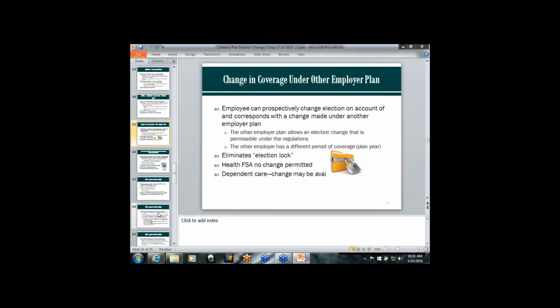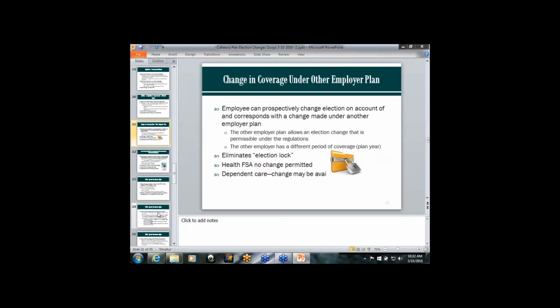What the rules tell us is that if the other employer's cafeteria plan allows a permissible change, and the other employer's plan has a different period of coverage, not January, it's March, then in order to eliminate the election lock for your employee, you can go ahead and permit them to drop the coverage and make a change under the cafeteria plan. And I kind of threw in that drop the coverage. Again, make sure your group health plan permits it. Generally, the health plans will permit someone terminating at any time, but you should still check your insurance contract.